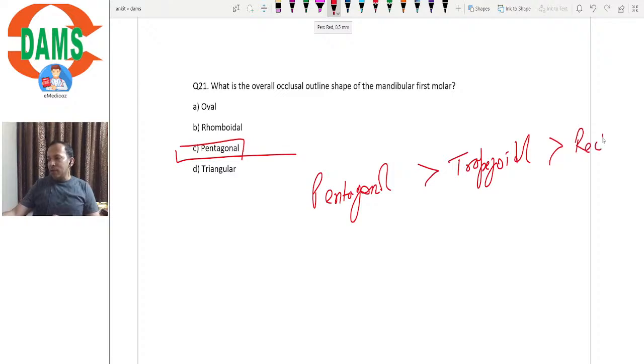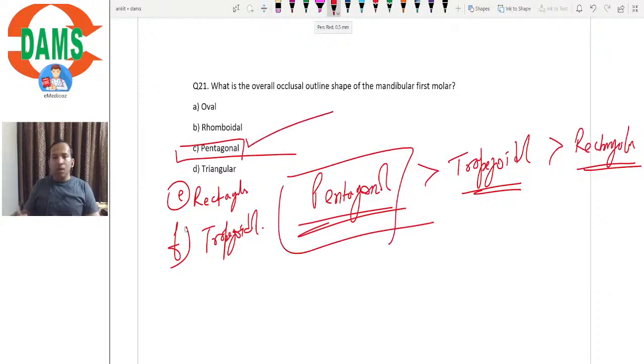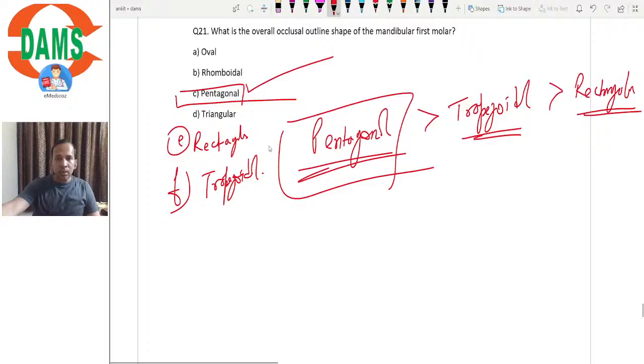And if in rare cases, the distobuccal cusp or the distal cusp is non-existent, right, or is very small, then you can have a rectangular shape. तो अगर इसके अंदर रेक्टेंगुलर भी होता, ठीक है ना, ऑप्शन ई रेक्टेंगुलर होता, ऑप्शन एफ ट्रेपेजॉइडल होता, then which option would you have selected amongst all these options? Which one you have selected? Again, since pentagonal is the most common, we would have gone with pentagonal, right? Because this is the most common outline of the occlusal surface. Clear?